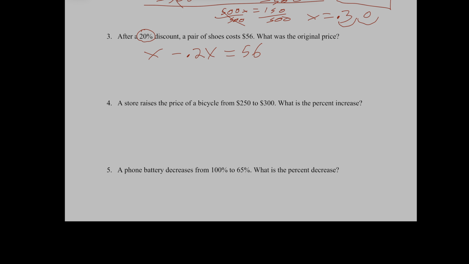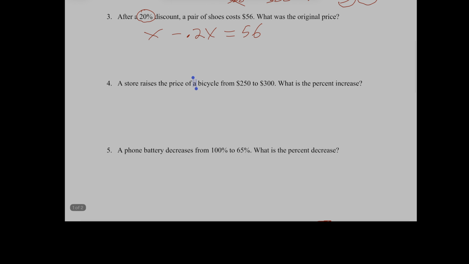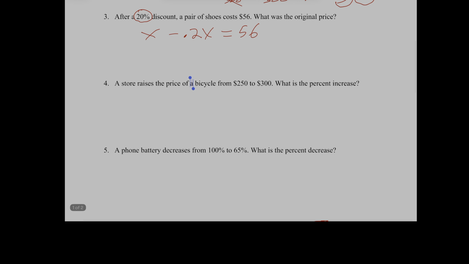Again, if you take a look at the formula, we don't know the original. We're going to subtract 20% of that original, whatever that original is, and when it's all said and done, it's $56. Well, how do we deal with that? Well, what's x minus 0.2x? Well, that's like 1x. Well, what's 1 minus 0.2? The answer is 0.8x equals 56.